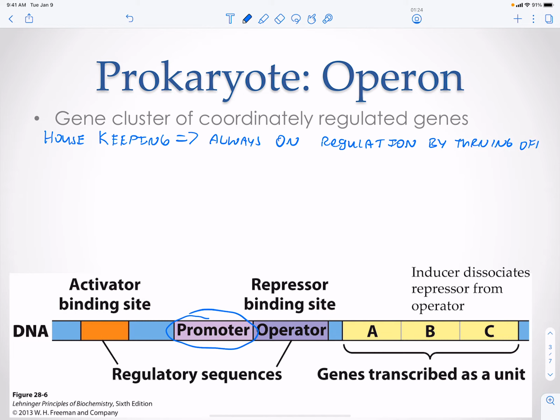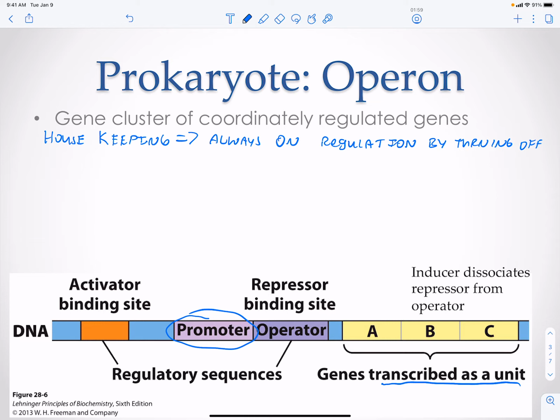Now, other genes that are not constitutive, are not housekeeping, are going to be regulated at a promoter sequence, and it's going to be regulated by turning them on. So some signal is going to have to be made for these other genes or non-housekeeping genes to be turned on. Now, the operon is a cluster for prokaryotes, and these are going to typically have genes that are going to be coordinated together. So genes are going to be transcribed together, and they usually have a similar function.